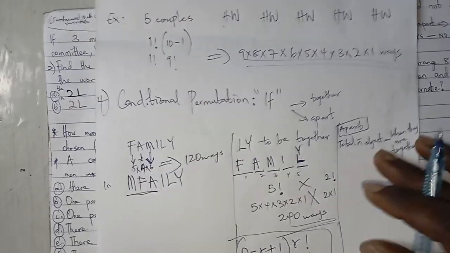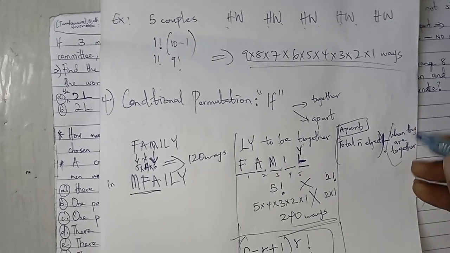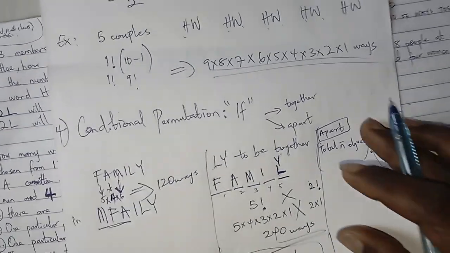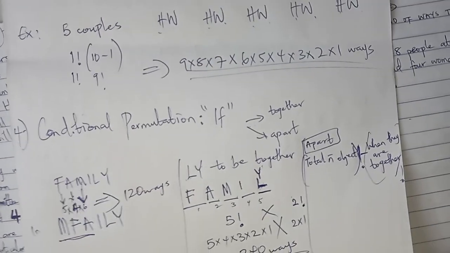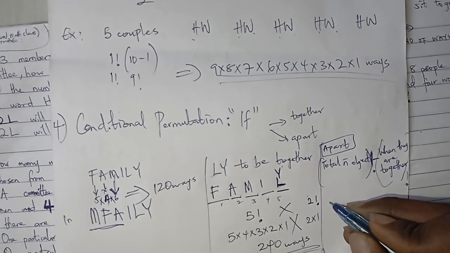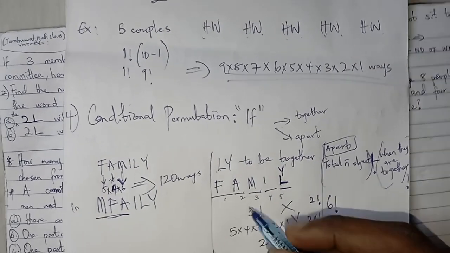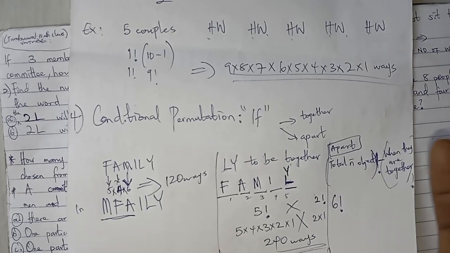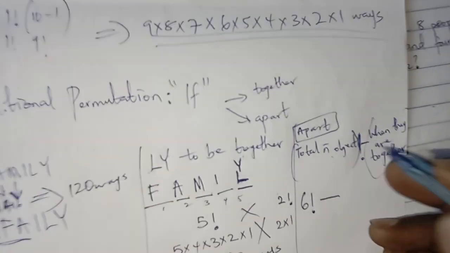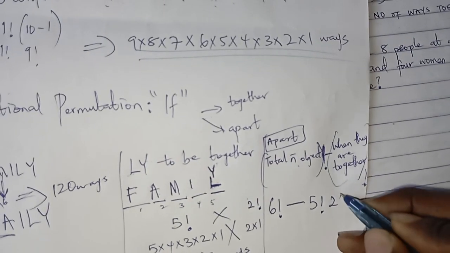So when you get the total n objects, that is total n objects factorial minus when they are together factorial. That's how you go about it. So to find the condition when they are apart, simply do total n objects factorial minus when they are together factorial. Now this is the sentence I'm saying, FAMILY, 6 things, is 6 factorial, minus 5 factorial times 2 factorial.